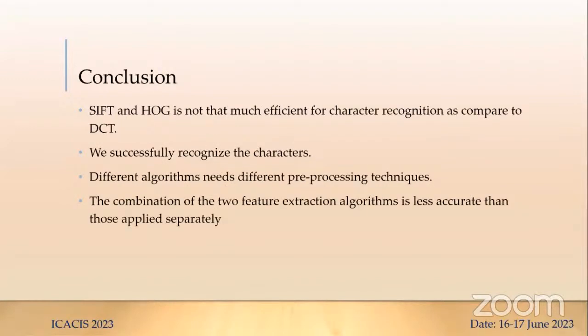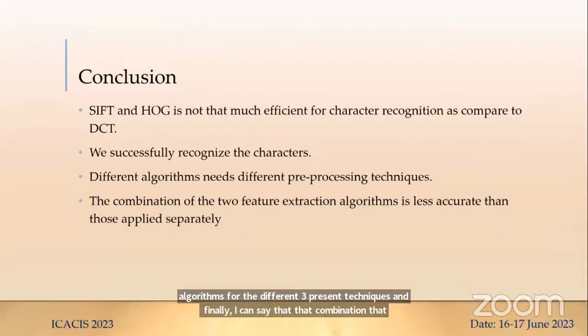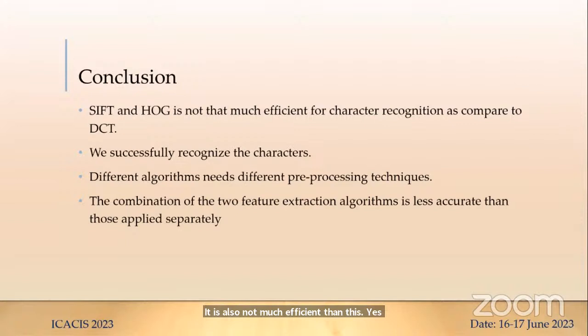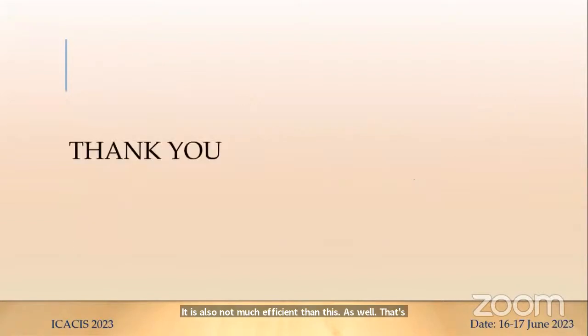Now for concluding, we can say that DCT is more efficient than other algorithms and other combinations of SIFT and HOG, and individually SIFT and HOG. We recognized the characters successfully, and different algorithms need different preparation techniques. Finally, I can say that the combinations we tried, like SIFT plus DCT, SIFT plus HOG, are also not much more efficient than DCT. Yes, that's all.